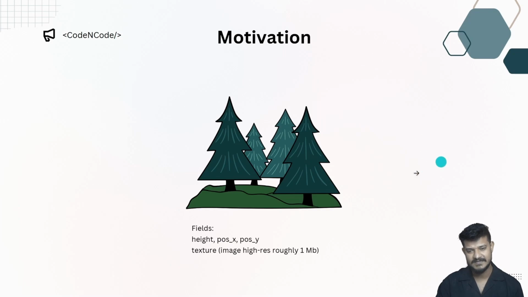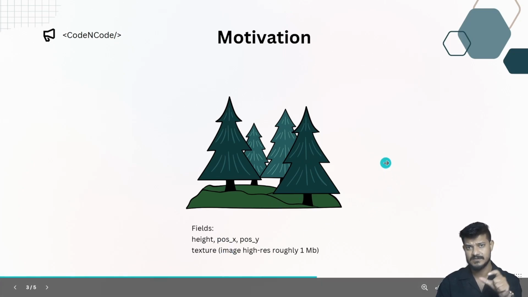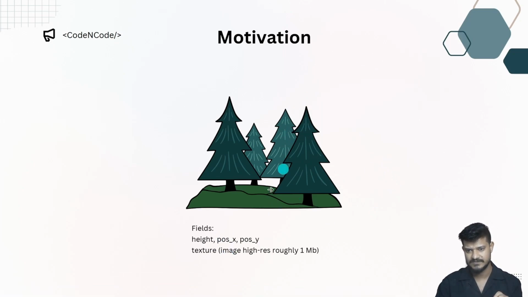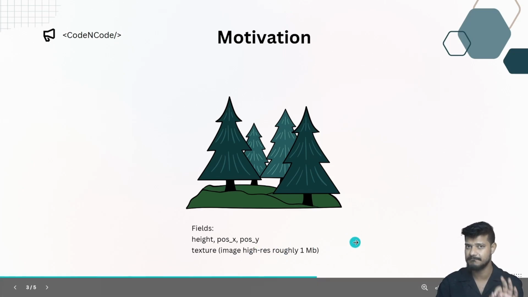Now when you want to do that, let's say each tree is represented by a class and it has a lot of fields. I have taken out some of the fields like their position, x and y, their height, and of course the texture, the image that will be representing the tree. We're talking about 2D as of now, but you can replace the same with a 3D model. Now you'll have model and texture separately, two memory heavy states. The high resolution image is a memory heavy state, because the height and position x and y are basically integers or floats, 4 bytes each, but this is huge, 1 MB, millions of bytes.